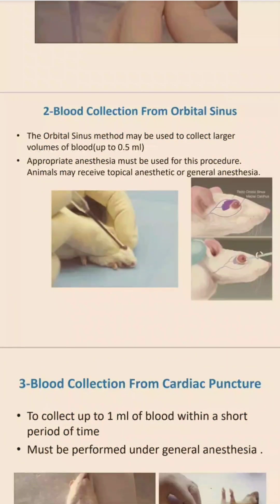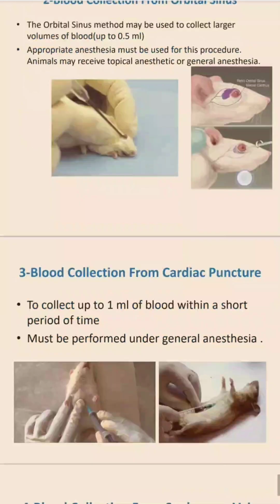Now this is the orbital sinus. It is used to collect a larger volume of blood. Appropriate anesthesia must be used for this procedure. Animals may receive topical anesthetic or general anesthesia.